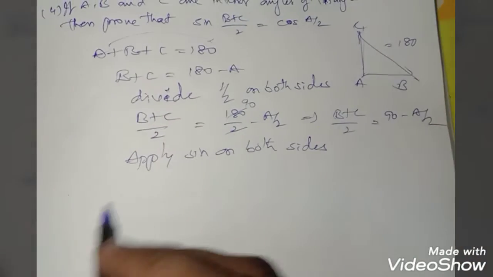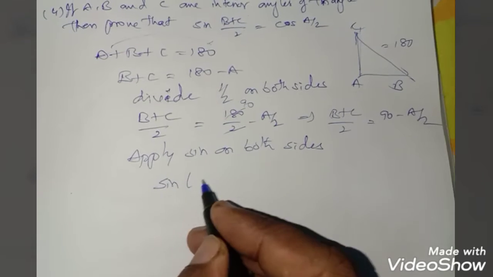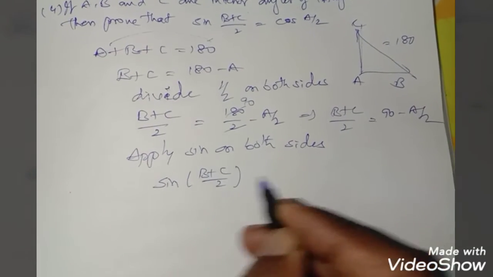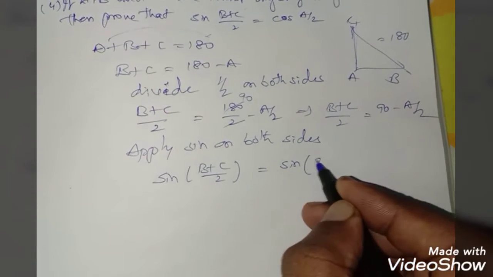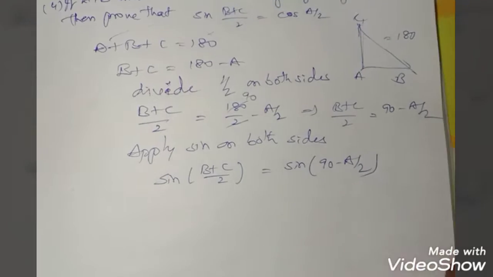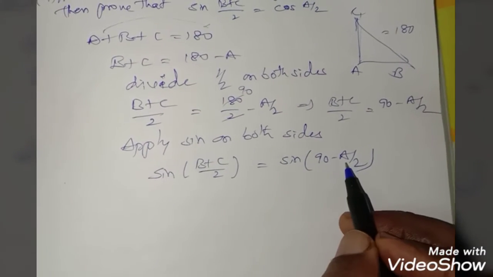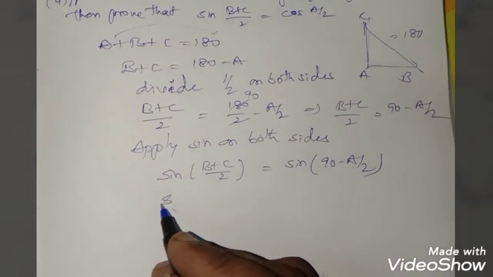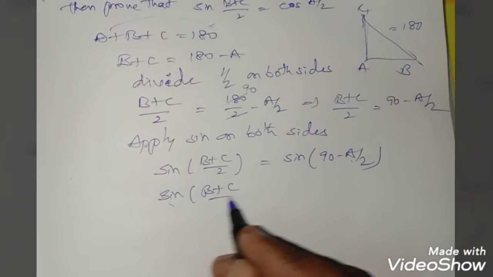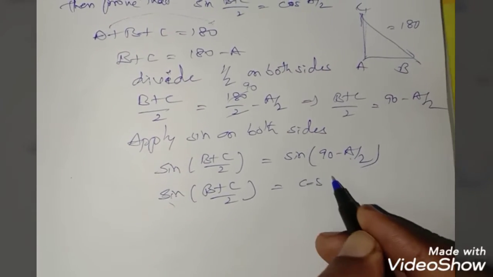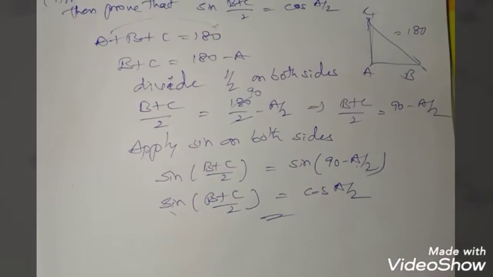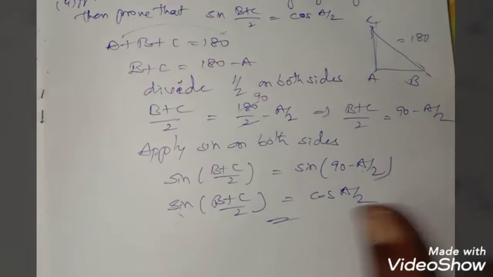Now if I apply sine on both sides, you will get sine (B plus C)/2 is equal to sine (90 minus A/2). Now as per your formula, sine (90 minus theta) is nothing but cos theta. So I can write this as sine (B plus C)/2 is equal to cos A/2. So like this we are proving your values.